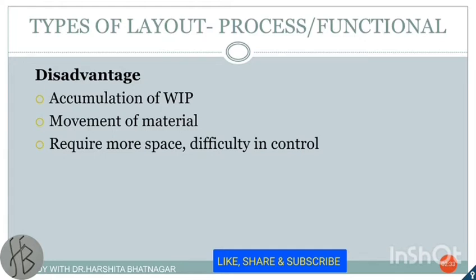In this type of layout, work in progress is very high, meaning the semi-finished goods or the goods in between the machines are accumulated. Movement of material is very high. So it will cost and it will also sometimes lead to damage to the material. It requires more space and there is difficulty in production control. So here the control of the production is a little bit difficult. So this is called process or functional layout.